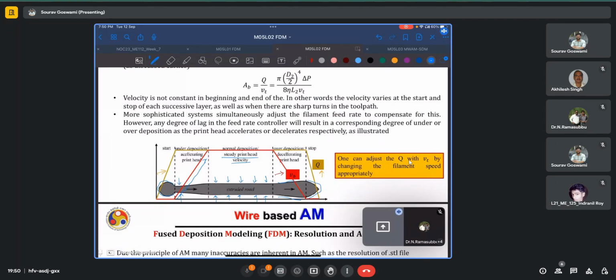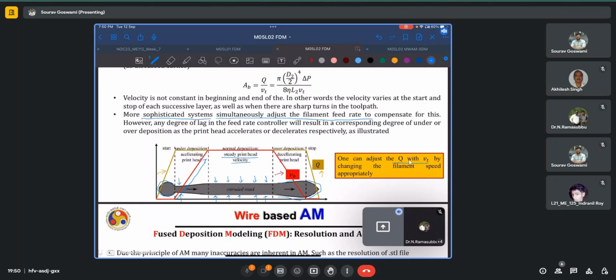And of course, it is becoming possible to adjust the deposition rate with the velocity of traversal by changing the filament speed appropriately. This requires advanced control systems and control algorithms, but these are being increasingly implemented. More sophisticated systems which are coming up simultaneously adjust the filament feed rate to compensate for the change in velocity.